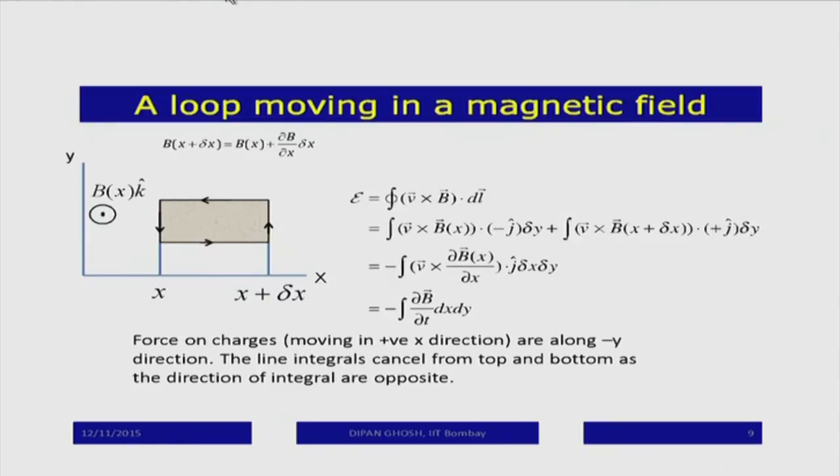Incidentally, these situations are known as motional EMF, because the EMF has been generated because of a relative motion between the circuit and the magnetic field. Now, let me do another case. Supposing I have a magnetic field here, directed outward from the plane of your screen, but this is not a uniform field. I have a field which is changing in magnitude, not direction, as we go along x, an inhomogeneous magnetic field. And let me take this loop to be small enough.